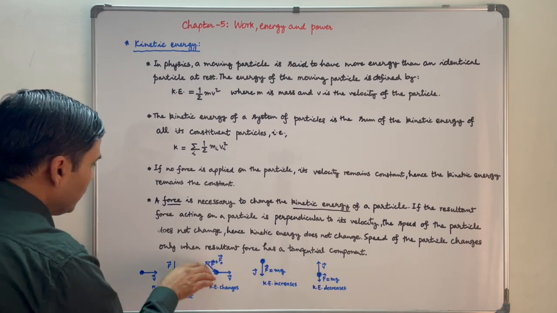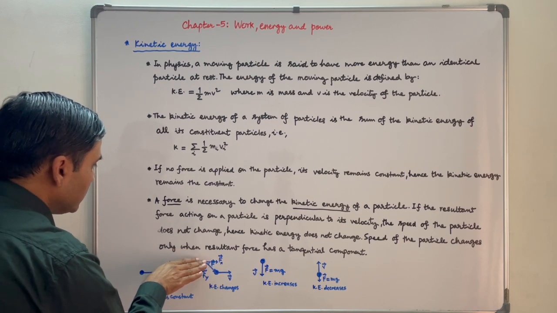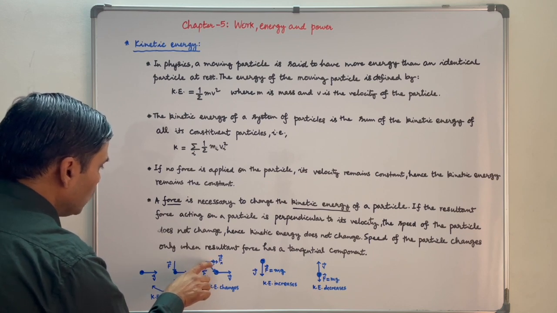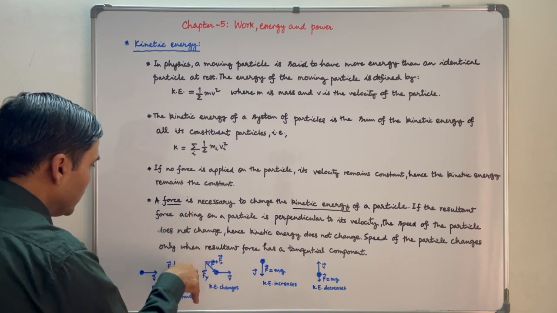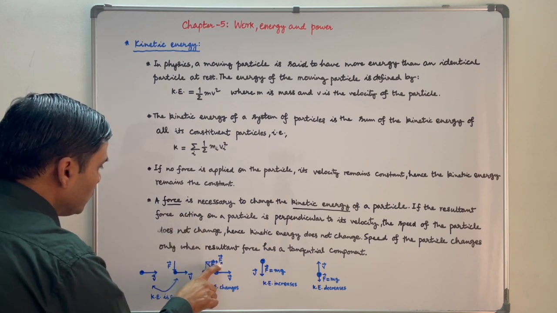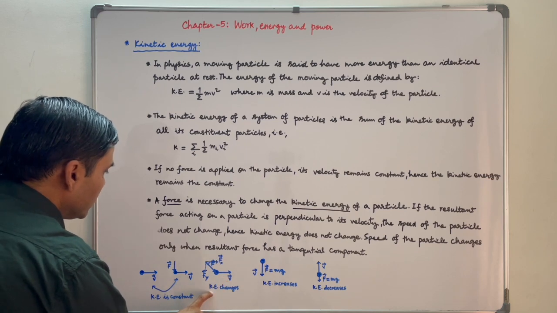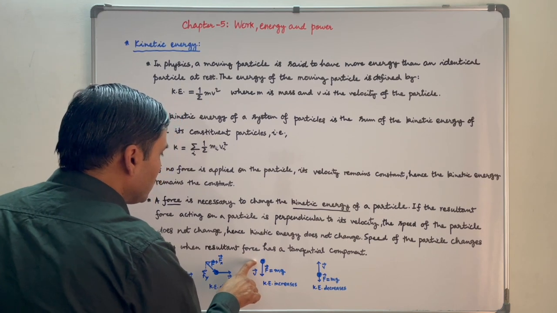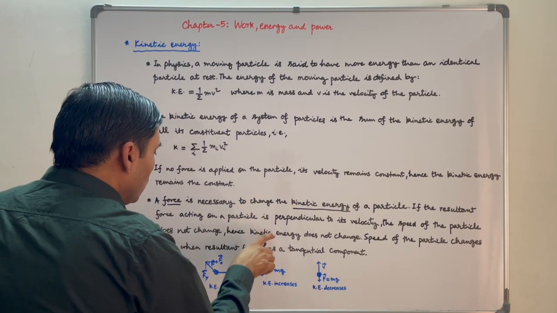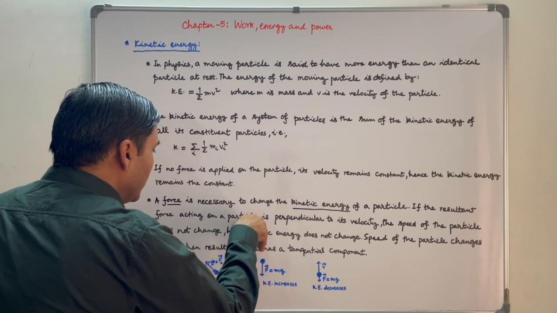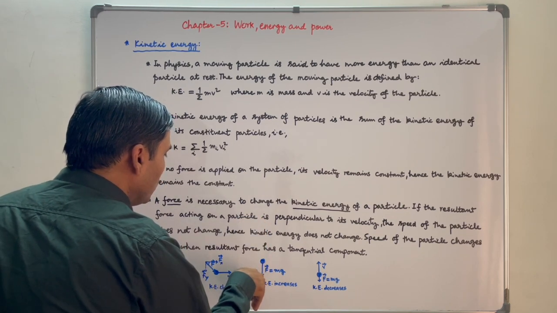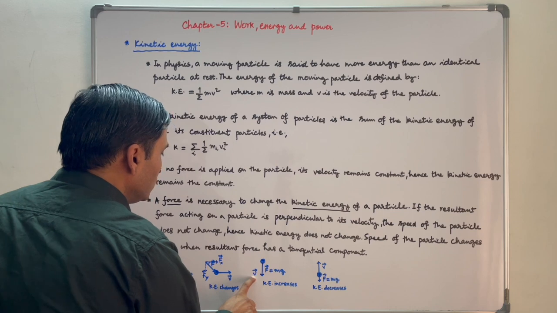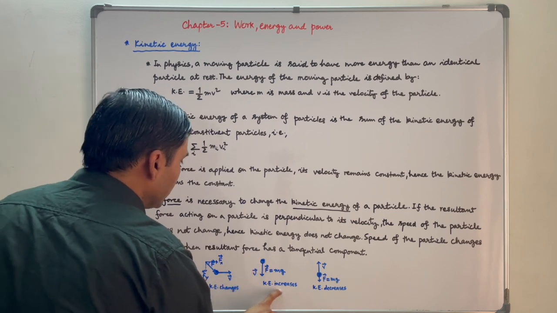In scenario 3, a force is acting on the particle at a certain angle theta with the horizontal. That means this force can be resolved into two components, one horizontal, another vertical. The horizontal component of the force will change the velocity. So kinetic energy of this particle will change. In scenario 4, a particle is dropped from a certain height h. Force of gravity on this particle will work vertically downwards and the particle will also move downwards. That means force and velocity vectors are in the same direction. So kinetic energy of this particle will increase.